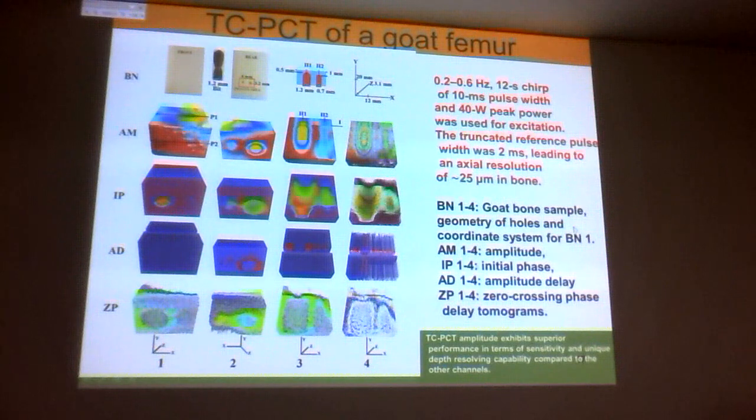So we started looking at bones. This is the TC-PCP of a goat femur. Essentially, we took a goat bone and we drilled holes in it. So here is a hole coming from the back. Instead of having the steel square, the steel block, we have a bone. And then this is the narrow one. So we want to see how we can see that.